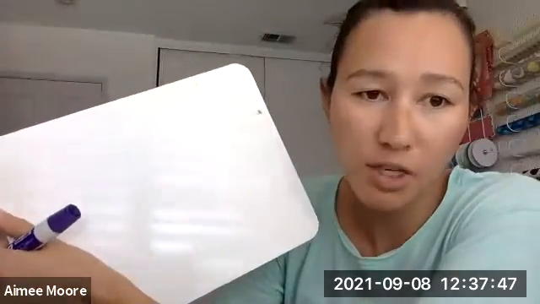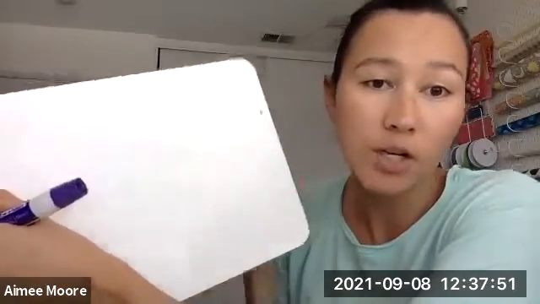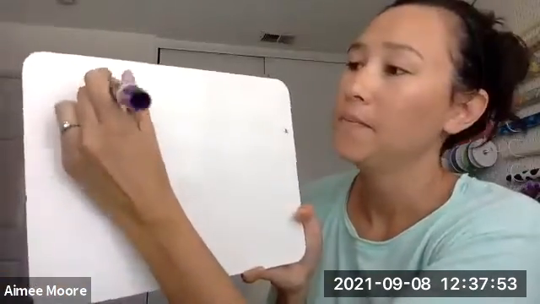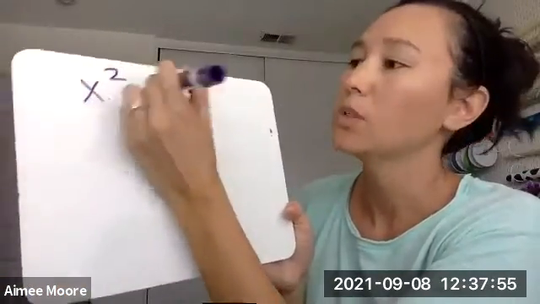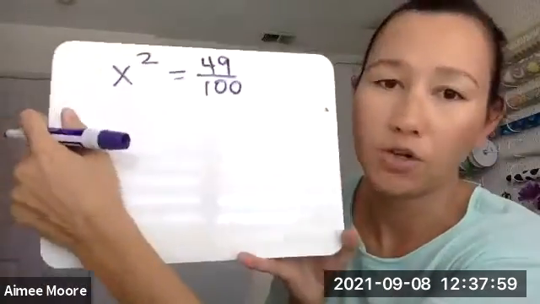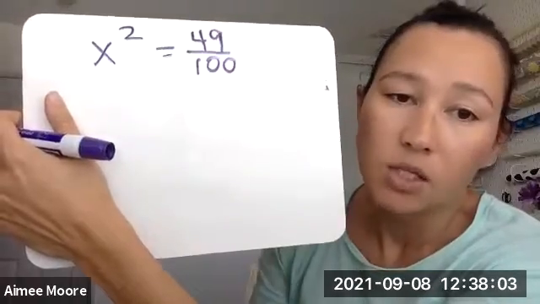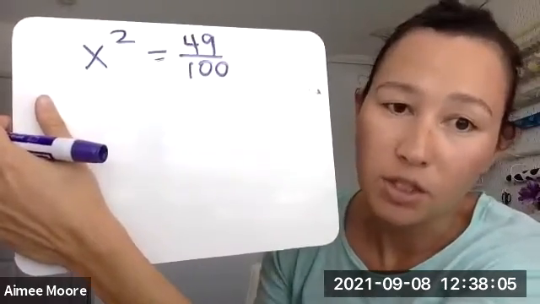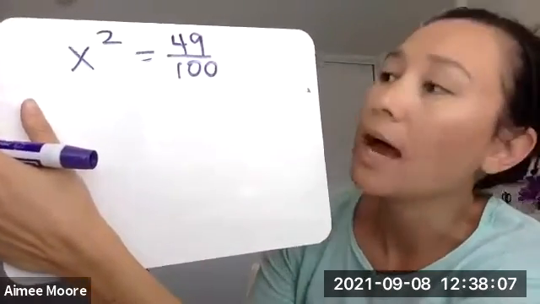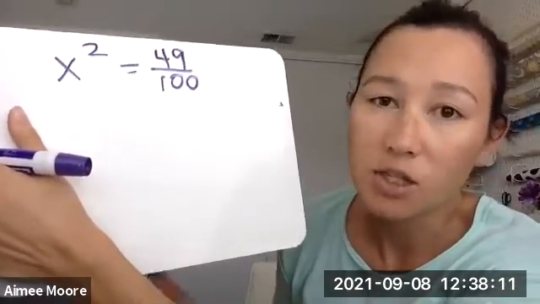Okay, so starting with the checkpoint, the first question says, what are the solutions to the equation x squared equals 49 over 100? Select all that apply. So we're trying to find the solution. So where does this graph cross the x-axis? The first method that they taught you is by taking the square root.